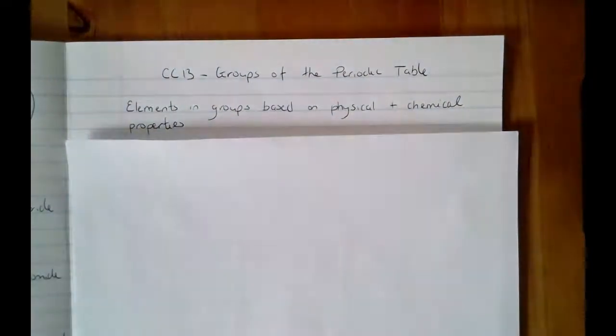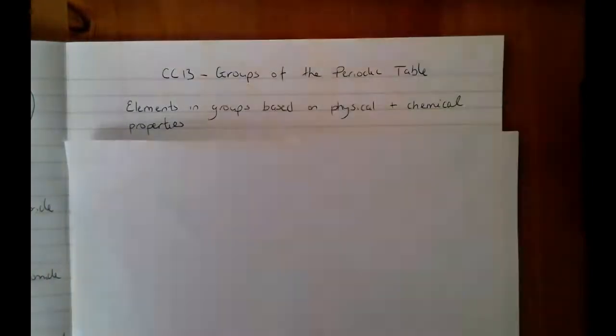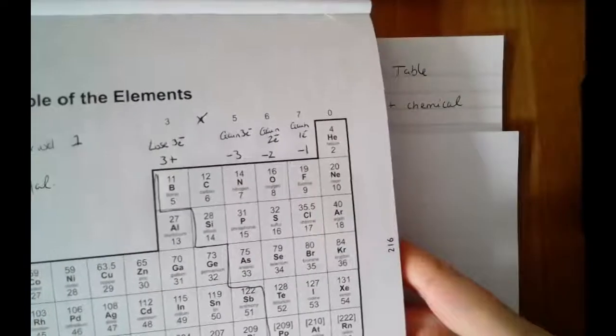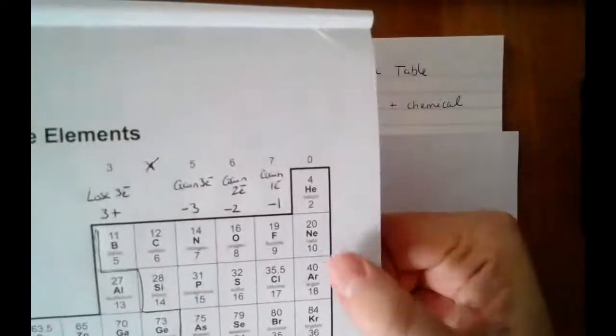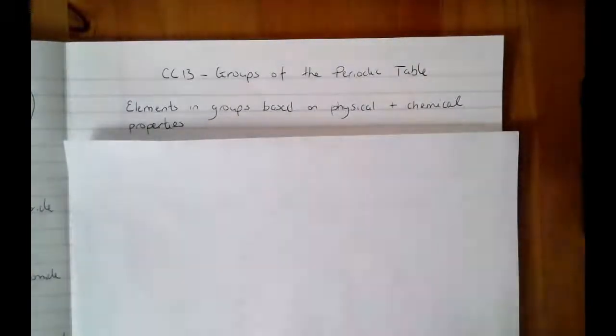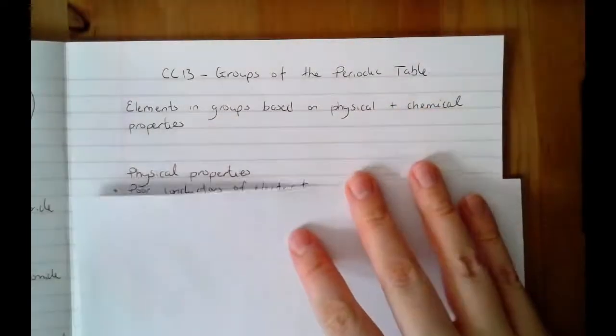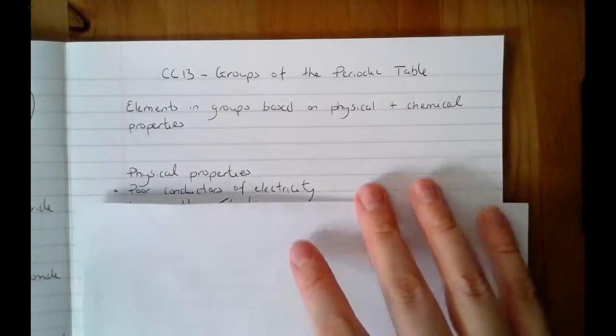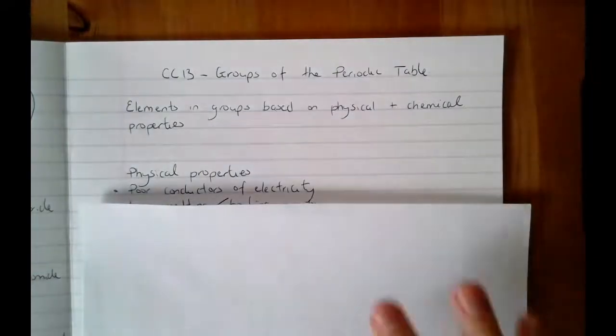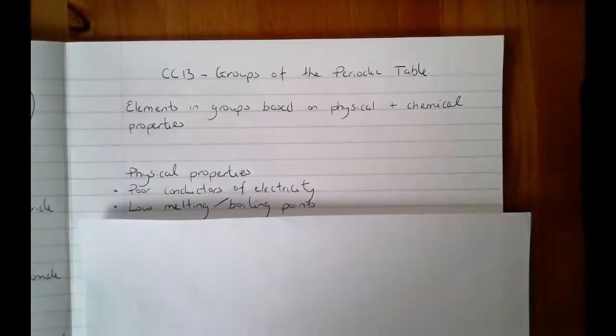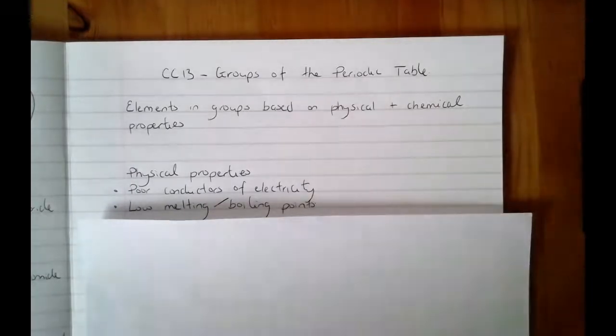So your group 0 elements right over on the right hand side, they are non-metals. So I have them here. Over on the right hand side, helium, neon, argon, krypton. They are all non-metals, and because they're non-metals, they've got properties similar to other non-metals. One of those properties is that they are poor conductors of electricity. Another property is that they've got low melting and boiling points. Okay, they're called the noble gases. They are all gases at room temperature, which means they all have low melting and boiling points.